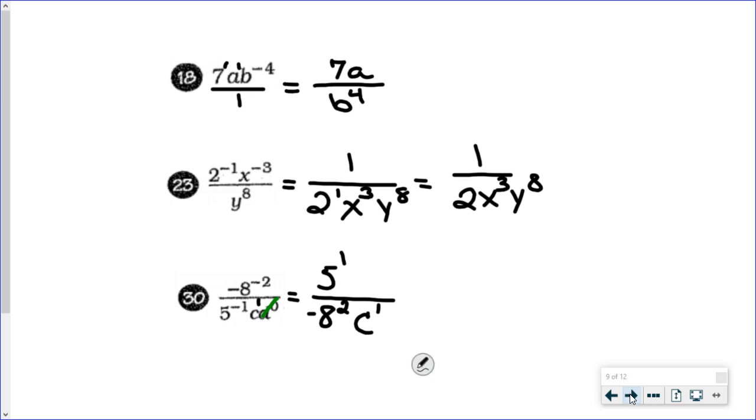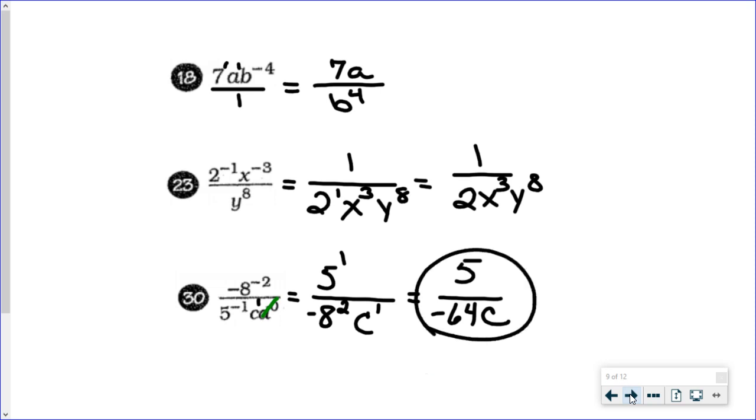Okay, now I'm not quite done. 5 to the power of 1 is just 5. -8, the negative is not in the parentheses, so it stays. And 8 times 8 is 64. And that c to the power of 1, or just c, is still there. Whew.